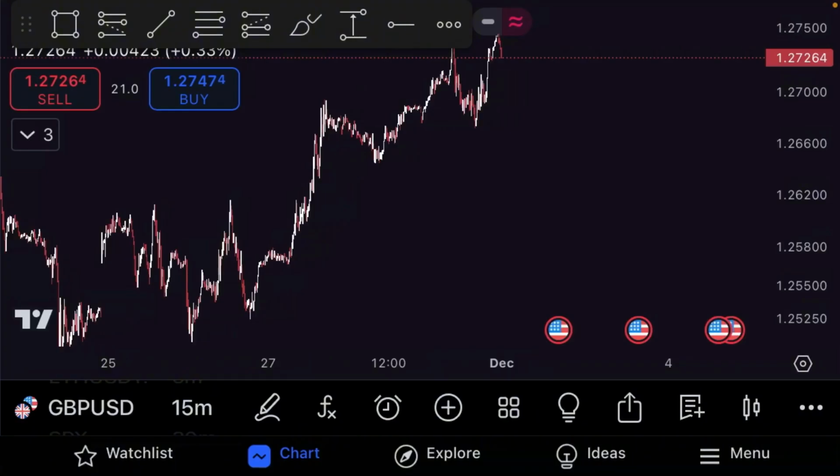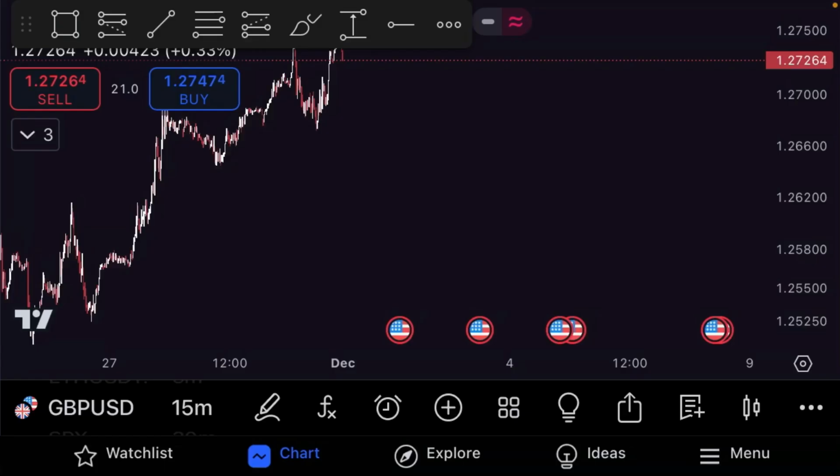The next thing we're going to go to is what a change of character is, and what fair value gaps or imbalances are. Then we're going to be going into order blocks in general. So let's not waste much time. Now we start with what a breakout structure is.